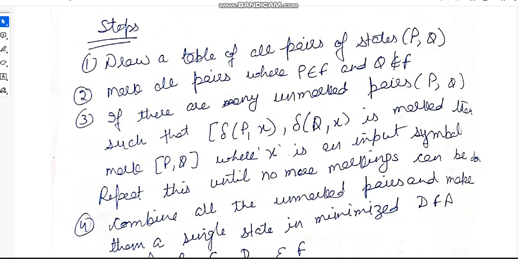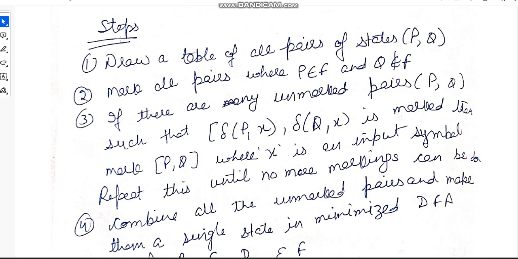In the previous video we discussed minimization of finite automata, and in today's video we are going to discuss another technique of minimization, in which we will discuss the Myhill Nerode theorem. The Myhill Nerode theorem is also used to minimize finite automata. So let's discuss a few steps.